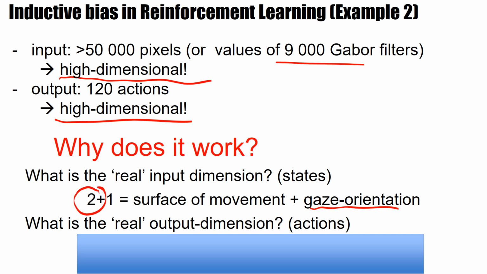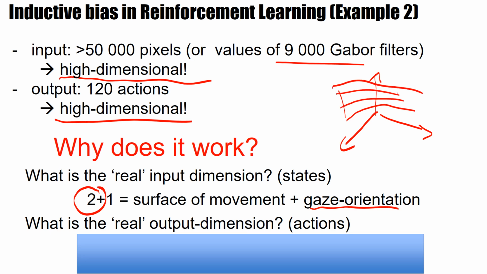Now, we also use the fact that it's really two-dimensional, because what does that mean? It means that in this very high dimensional space of 9,000 Gabor filters, what we really have is some two-dimensional surface that lies in that space. And normally in 9,000 dimensions it's impossible to sample, but if you only have to sample a two-dimensional surface, then this is indeed possible.